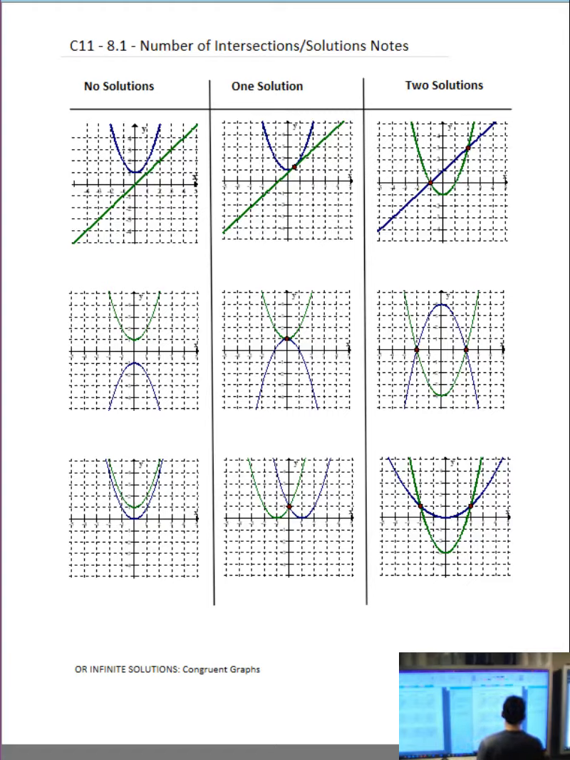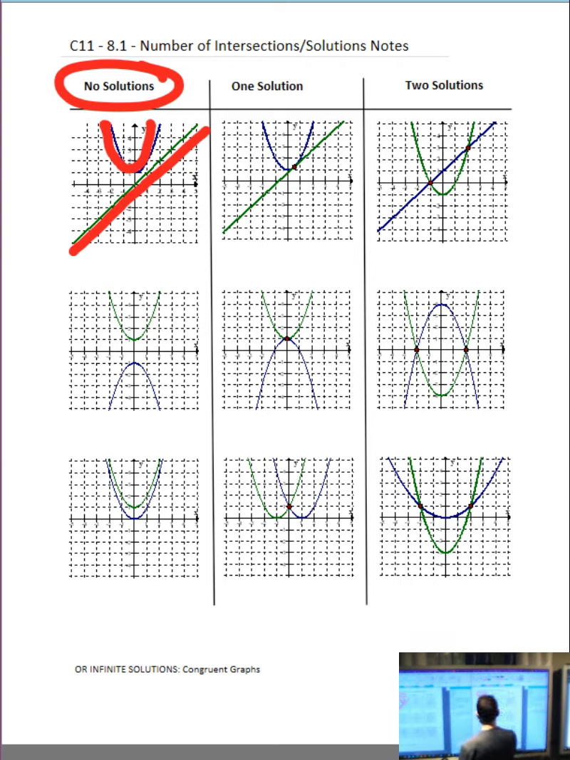Okay, so let's take a look at number of intersections and solutions. So remember, we graphed the line back in grade 10, y equals mx plus b, and we graphed the parabola this year earlier. So for example, on the left, we might have no solution, where the parabola doesn't quite hit the line, or down below, the parabola doesn't hit the parabola, or the parabola on the inside is so steep that it never hits the parabola on the outside.